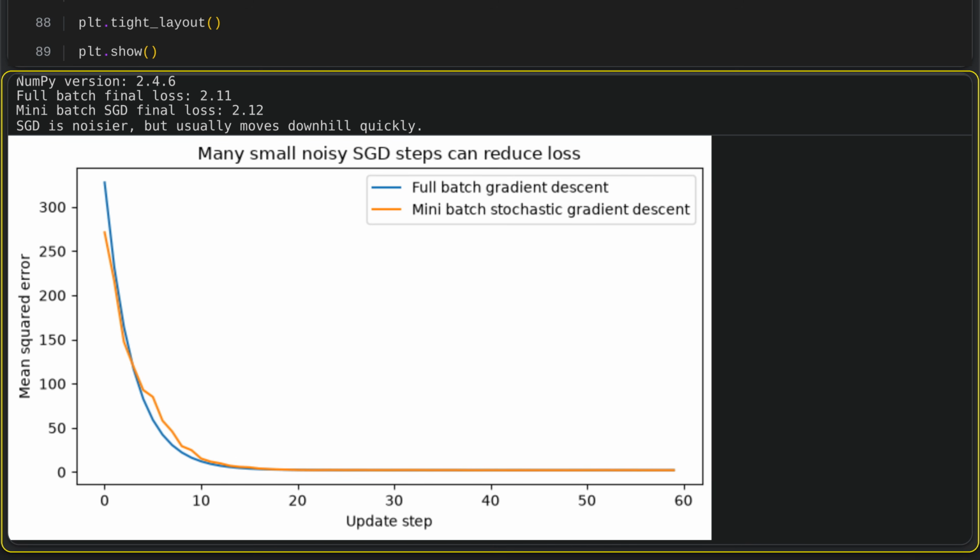This script compares full batch gradient descent with mini-batch stochastic gradient descent using noisy synthetic beam deflection data. Both methods train a simple linear model to reduce mean squared error by updating weights and bias. Full batch training gives a smoother loss curve, while stochastic training is noisier but can drop faster through many small updates. The final losses and plot show how both approaches reduce error effectively.